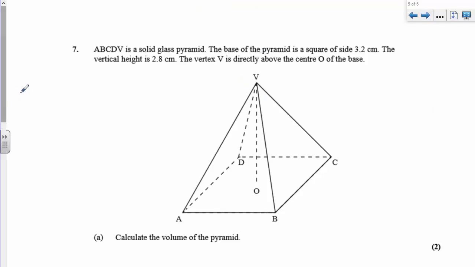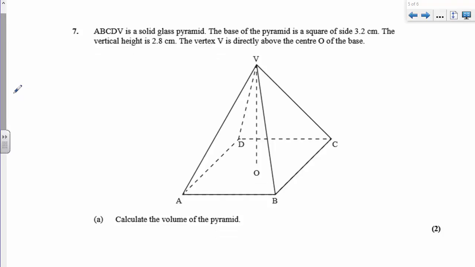Number 7. This is going to require a bit of work. It's one of the trickier problems that we have, but let's go ahead and do it anyway. We have a solid glass pyramid, given all these vertices labeled with capital letters. The base of the pyramid is a square of side 3.2 centimeters, and so is this one. They tell me the vertical height is 2.8, and V is directly above O, the center.